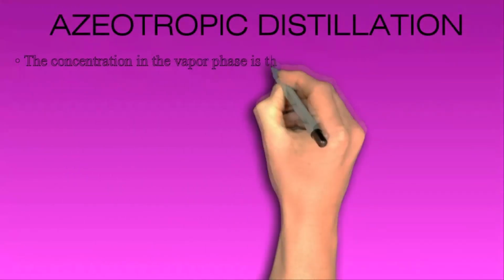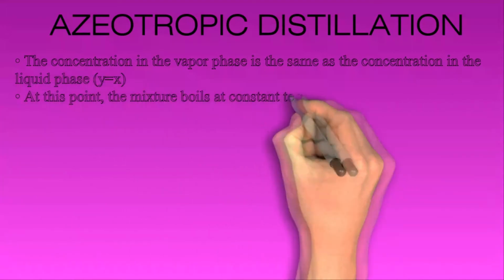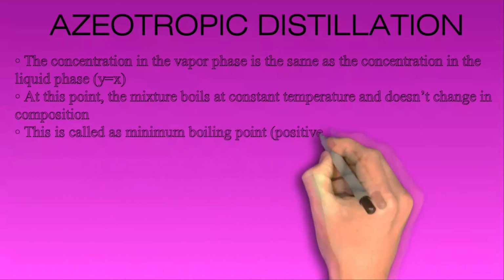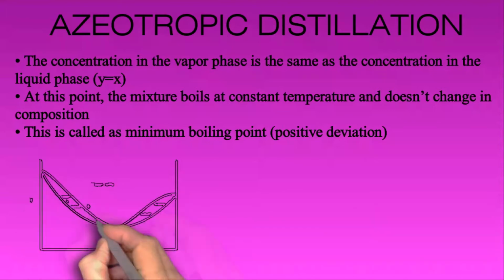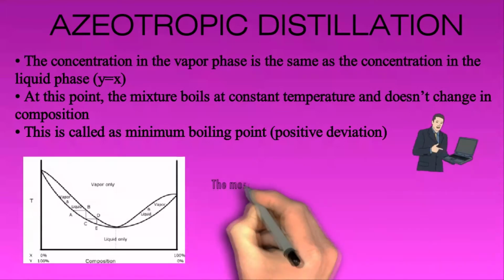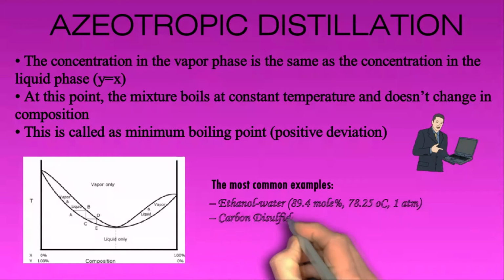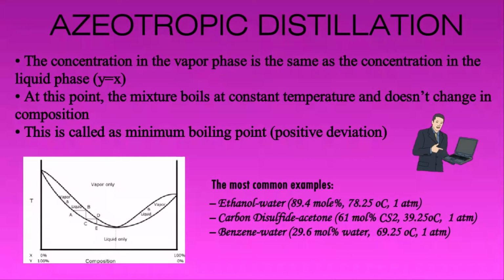The concentration in the vapor phase is the same as the concentration in the liquid phase. At this point, the mixture boils at constant temperature and does not change its composition. This is called the minimum boiling point. The most common examples: ethanol-water, carbon disulfide-acetone, benzene-water.